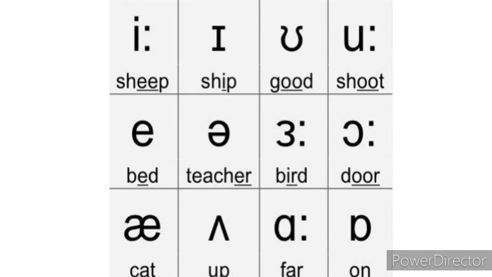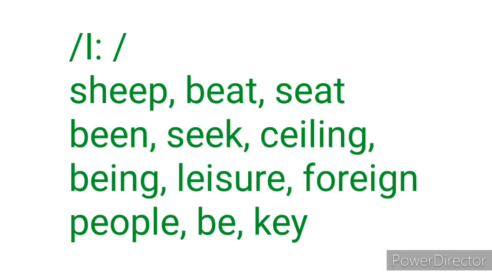Let's start with the first one. The first one is pronounced as E. It can be found in words like sheep, beat, seat. The problem that most students have with this sound is in knowing if the E sound in a word is the long or the short. But don't worry, I'm going to give you a tip that helped me as a student.